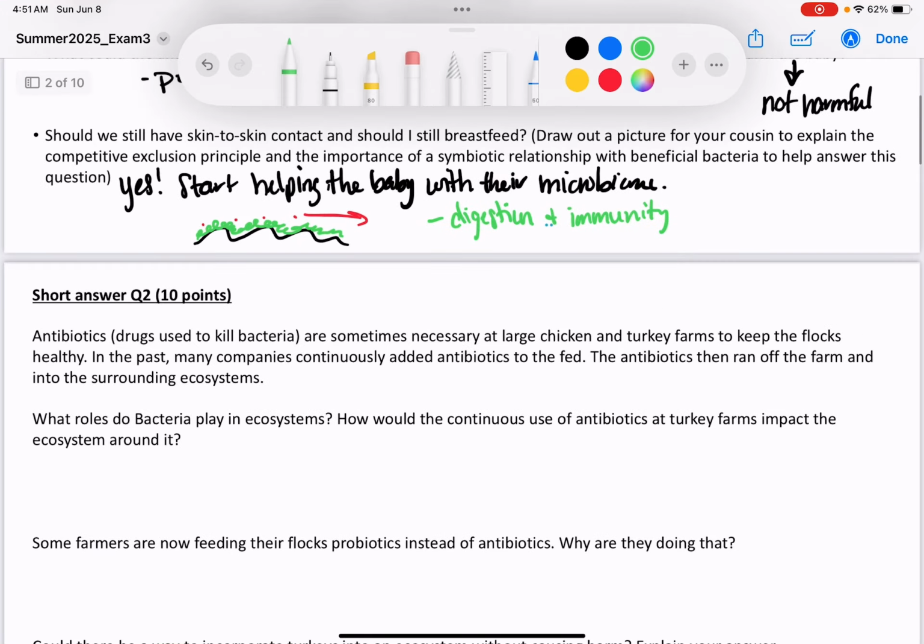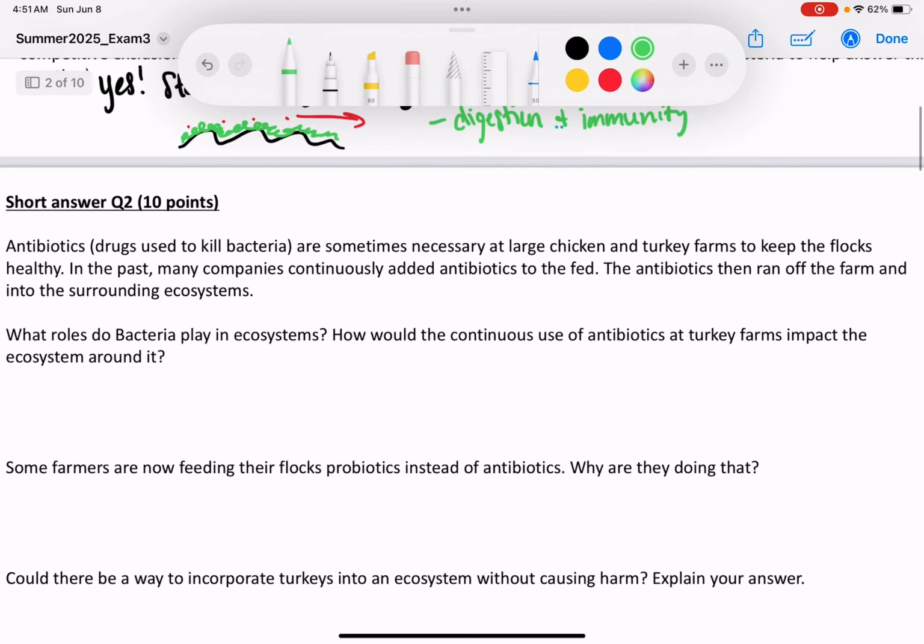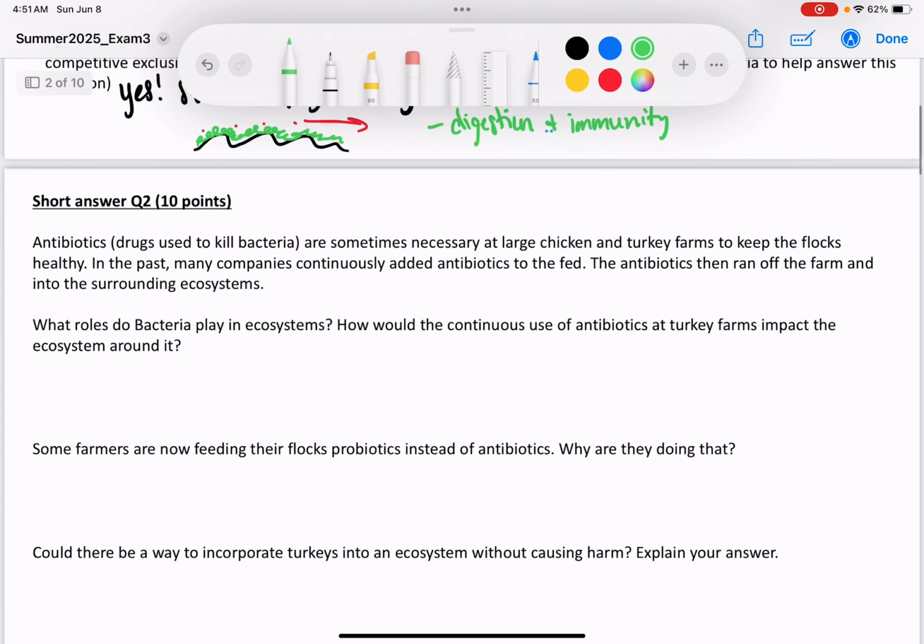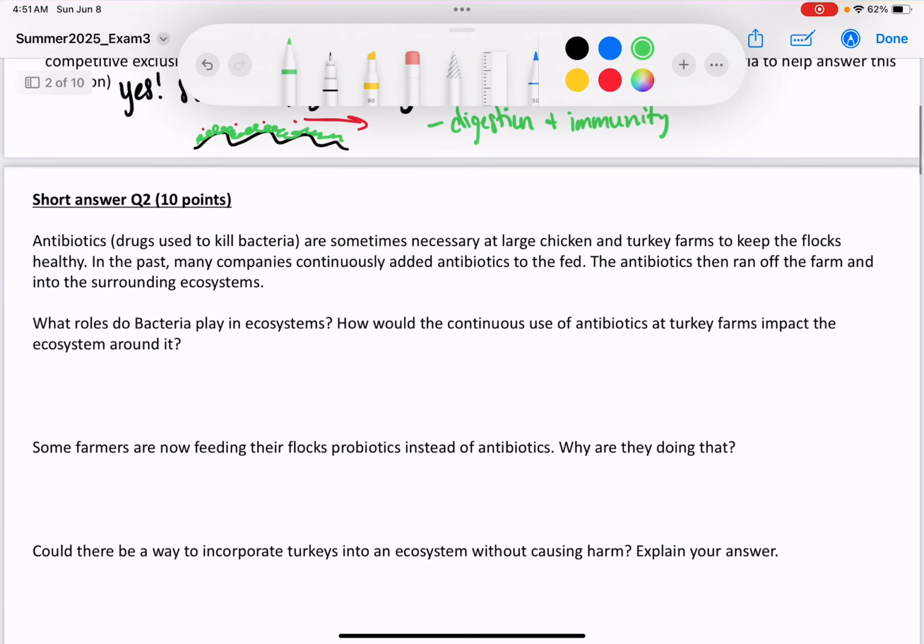Next is that antibiotics are a drug used to kill bacteria and are sometimes necessary at large chicken and turkey farms to keep the flocks healthy. In the past, many companies continuously added antibiotics to the feed, and the antibiotics then ran off the farm and into the surrounding ecosystems. So this is the reason why you see chicken labels that say no antibiotics ever, right? But think about how sometimes we get sick and need antibiotics, and so sometimes chickens might need that too. But this is the reason why that movement kind of started, okay?